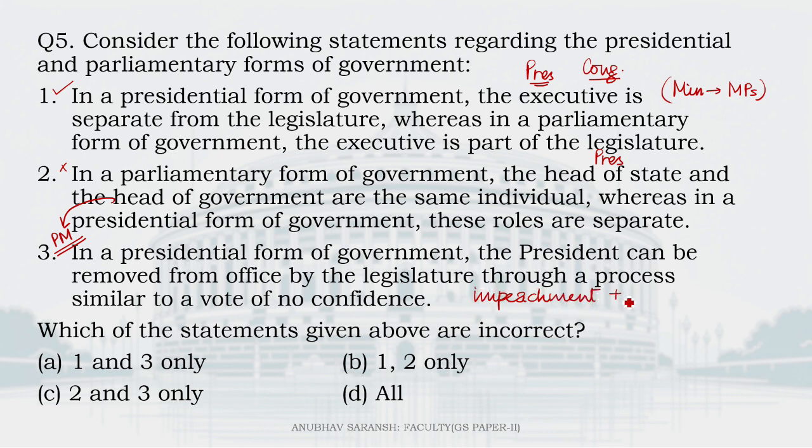Impeachment plus removal. Like say in USA, impeachment takes place in the lower house or the House of Representatives, which we call in our country House of the People, or in UK House of Commons, the lower house. And the removal takes place in the upper house, which we call Rajya Sabha, they call it Senate. Okay, so 3 is wrong. Which of the statements are incorrect? So 2 and 3 are incorrect. Right answer is C.